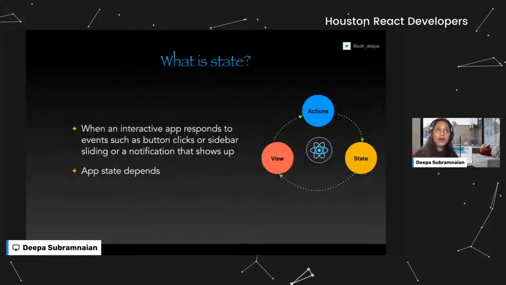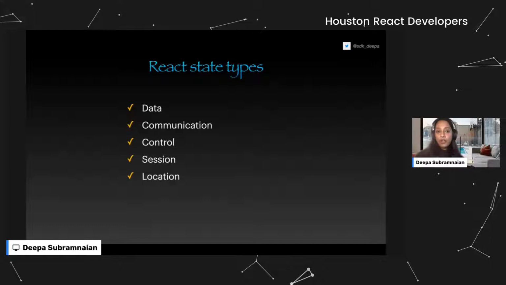Okay, so now, what is state, right? Any interactivity that changes your application's look and feel and does something to your app. For example, you click a button and then you see a notification that shows up. These all change the state of your application. So app state depends on certain types, right? So React has the following state types. You can have a data type, communication, control type, session type, and a location type.